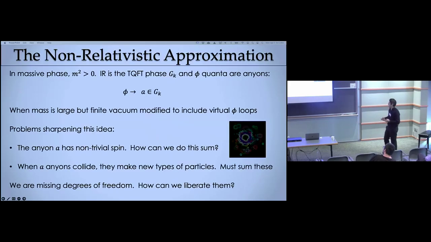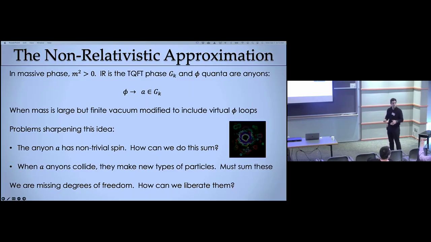So let's start with a kind of non-relativistic approximation. We look at the case where the mass squared is positive. In the infrared, the theory is in this topological phase, this Chern-Simons theory, G level K. And these phi quanta are anyons. So I'll denote these anyons by A. So phi, the quanta of phi, gets described by some particular Wilson line A. And that's when the mass is infinite, so strict IR.